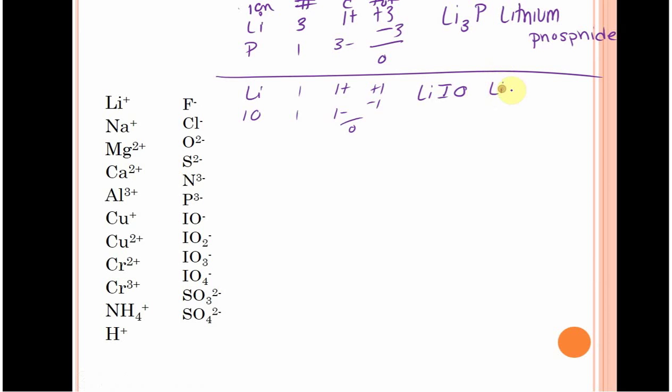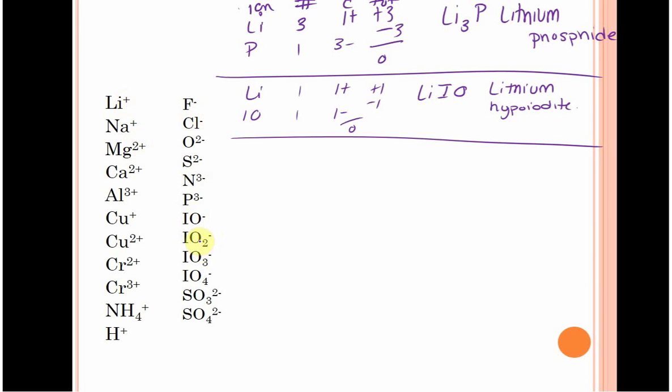Now, name the first element by its element name. Lithium is just lithium. Again, guys, it is not going to be a transition metal. You don't change anything here. Anytime you have a polyatomic ion, you just name it by its name. And so hypoiodite is hypoiodite. So lithium hypoiodite is LiIO.